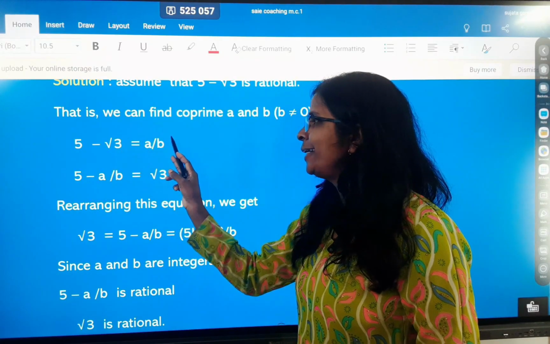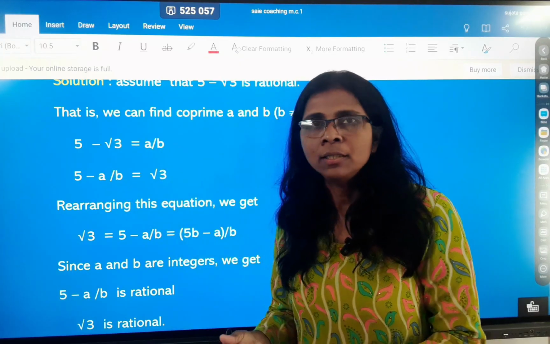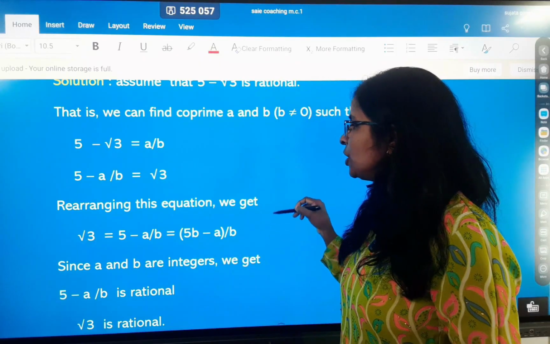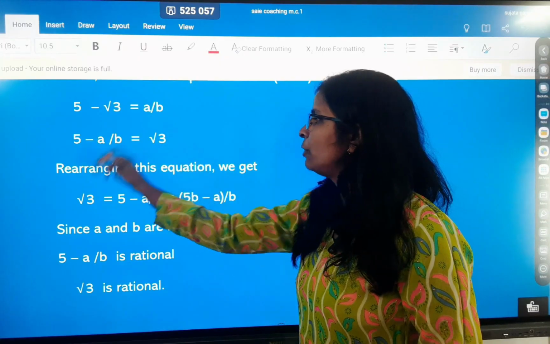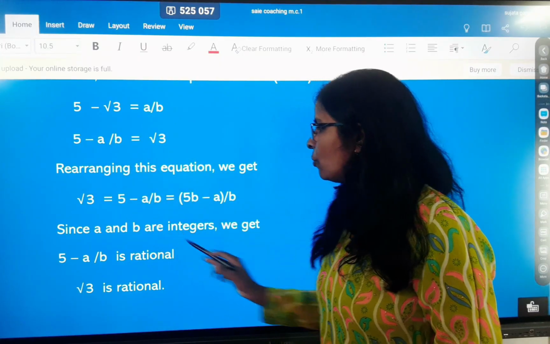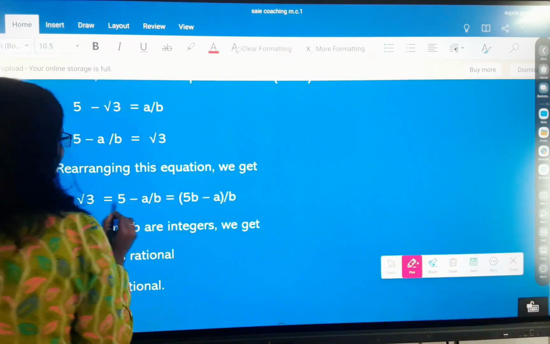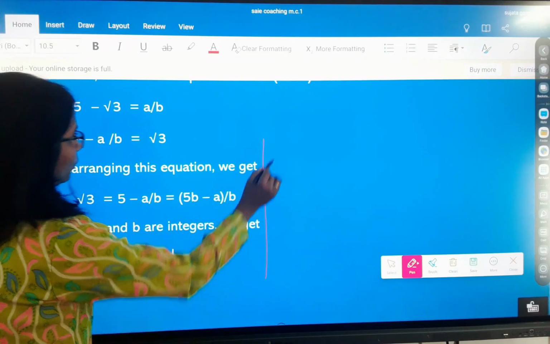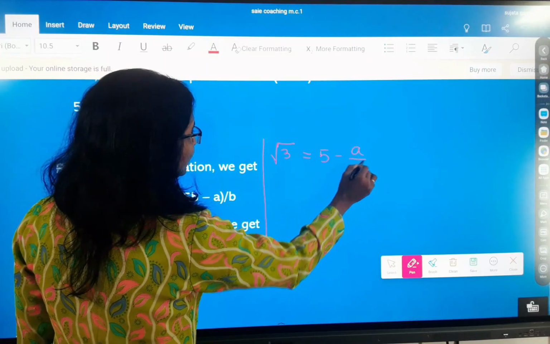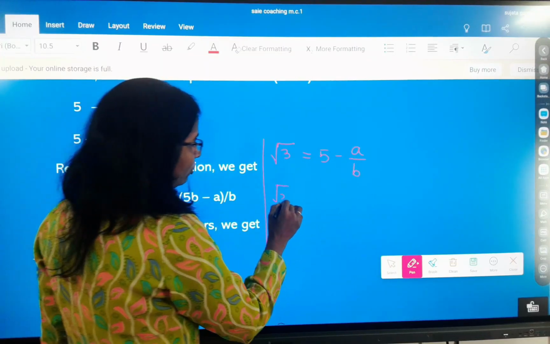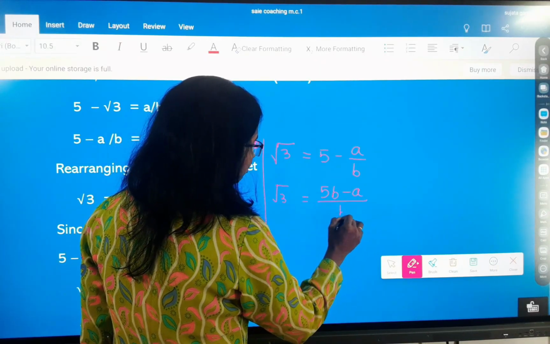Root 3 ला आपण काय केलं राईट हँड साईडला नेलं आणि a upon b ला आपण लेफ्टला ठेवलं. So change the sign. So आता rearranging this equation we get, आता जर आपण याचं rearranging केलं तर काय होईल? Root 3 is equal to 5 minus a upon b. So that means root 3 is equal to, cross multiply here, 5b minus a upon b.